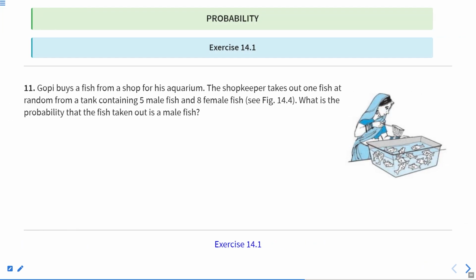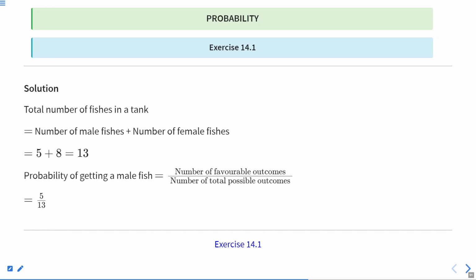In the next problem, we have Kofi buys a fish from a shop for his aquarium. The shopkeeper takes out one fish at random from a tank containing 5 male fish and 8 female fish. You can see this figure. What is the probability that the fish taken out is a male fish? So we need to find the probability that the fish taken out is a male fish. Let us solve this problem.